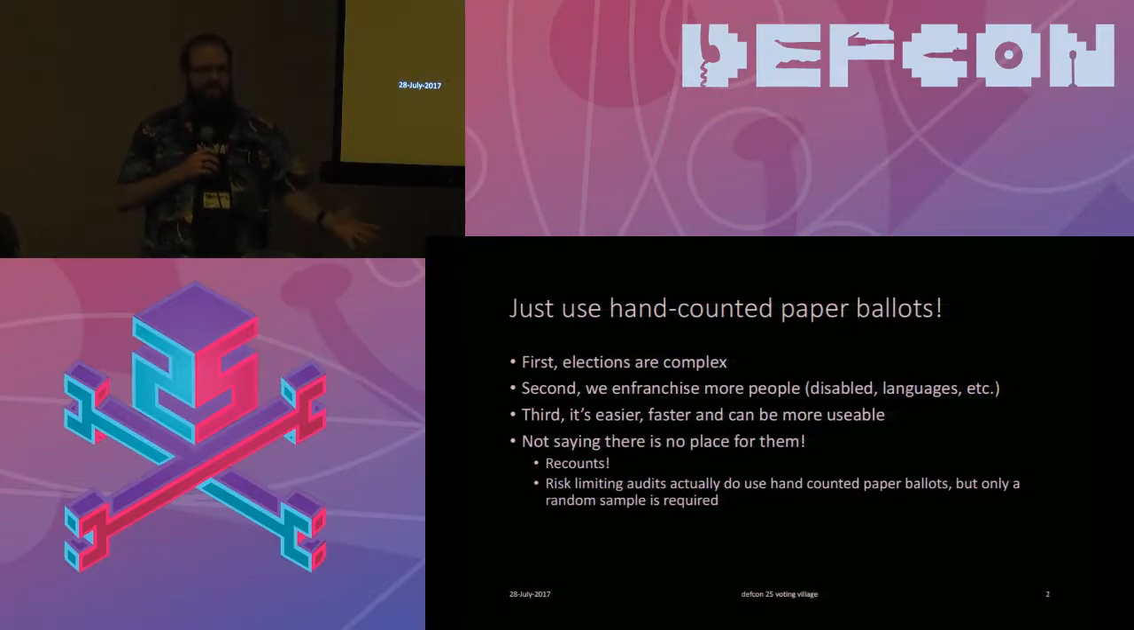So, just use hand-counted paper ballots is often what you hear people say. Why can't we just do it like how Canada does or how England does it? That's because they have a parliamentary system where you make exactly one choice on the ballot. We have extremely complicated ballots. The Netherlands has pretty complicated ballots, but then again, we have very complicated ballots.